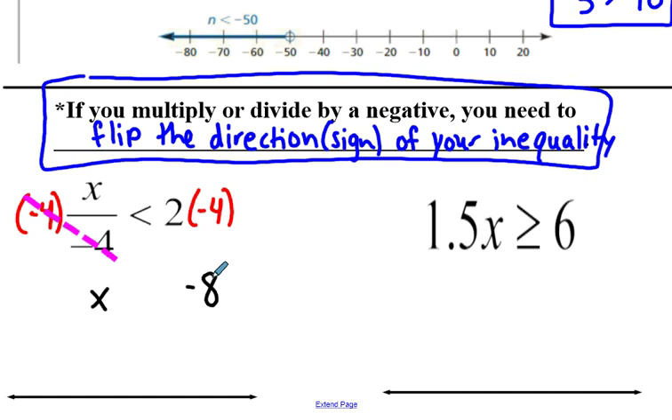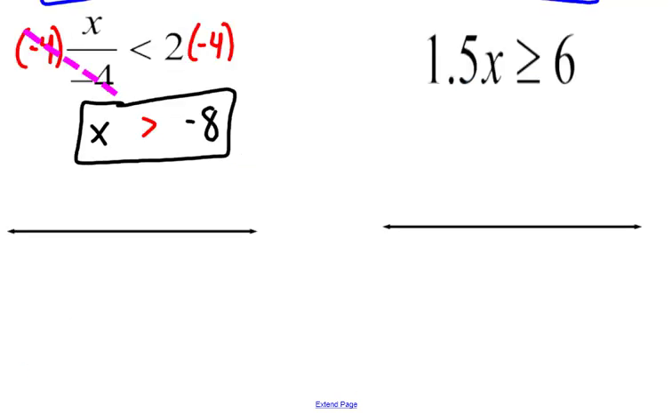In order for this statement to still be true when I multiply by a negative, my sign needs to change direction, so it now needs to be greater than. I need to pick a number greater than -8 in order for this to be true. So I put a dash down, -8, circle around it. I want all the values that are greater to the right of -8.